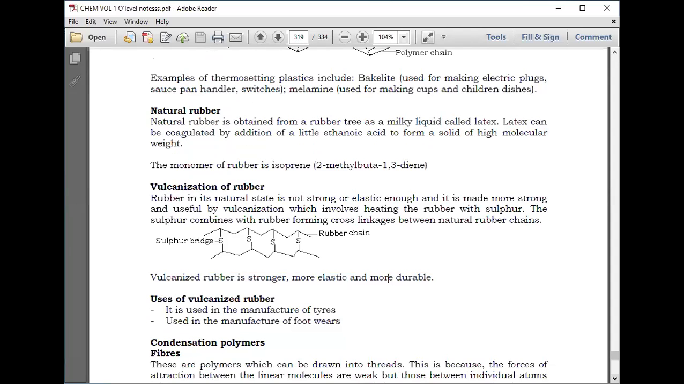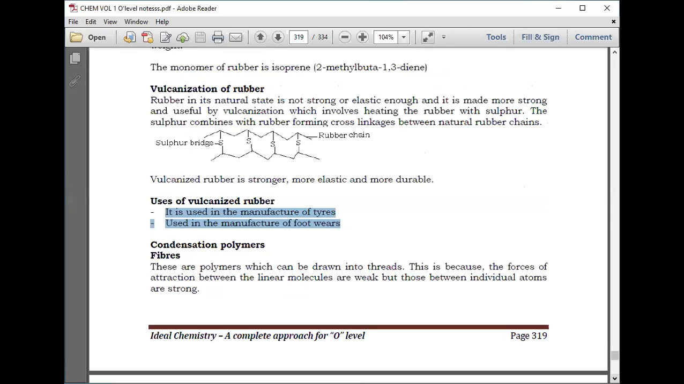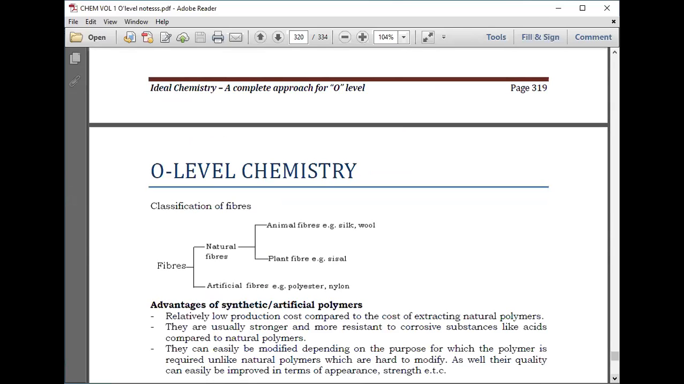Now, this vulcanized rubber has many uses, but if we ask you for one use or two, then these are the most important uses. This vulcanized rubber, which is now very hard, durable, and elastic, is used in manufacture of tires, car tires. Those tires are made of vulcanized rubber. And it is also used in manufacture of footwear. Footwear, you know what I'm talking about. Most of you, your soles are made of what? Rubber.